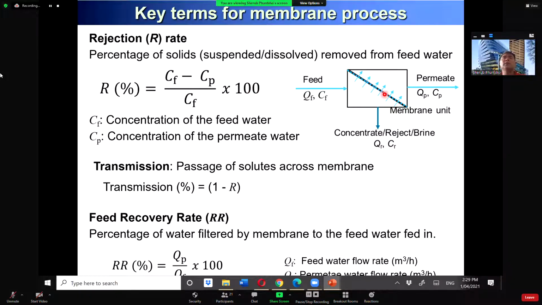10%. But a reverse osmosis membrane will remove much more. For example, with seawater, the CF concentration may be 35 gram per liter, but in the permeate it can be just 0.1 or 0.2 gram per liter. Imagine that will give you 99 point something percent removal.